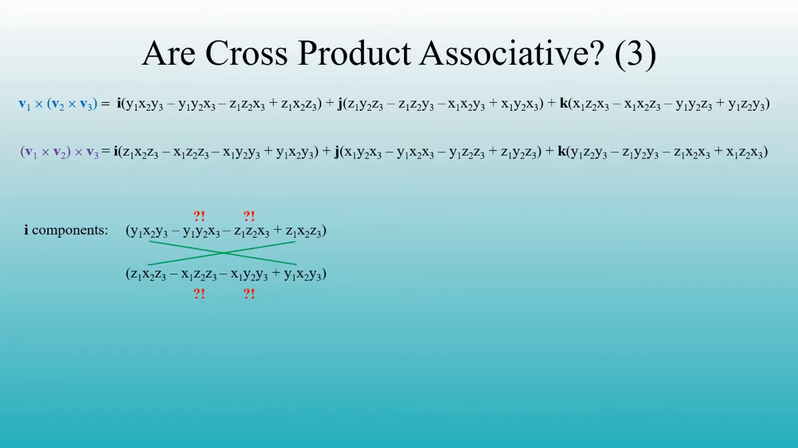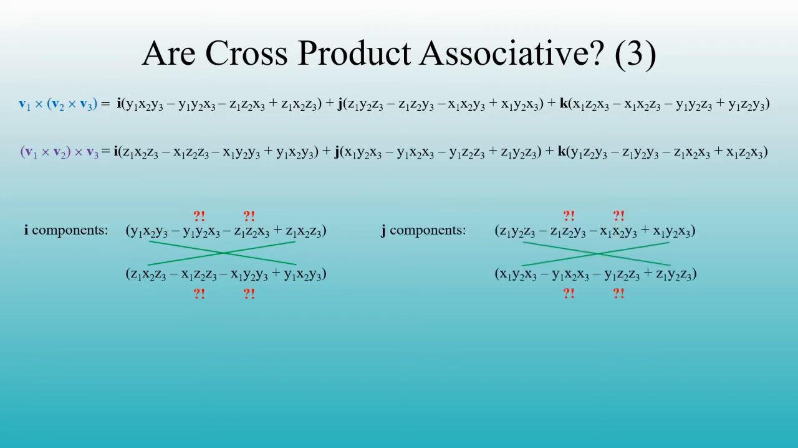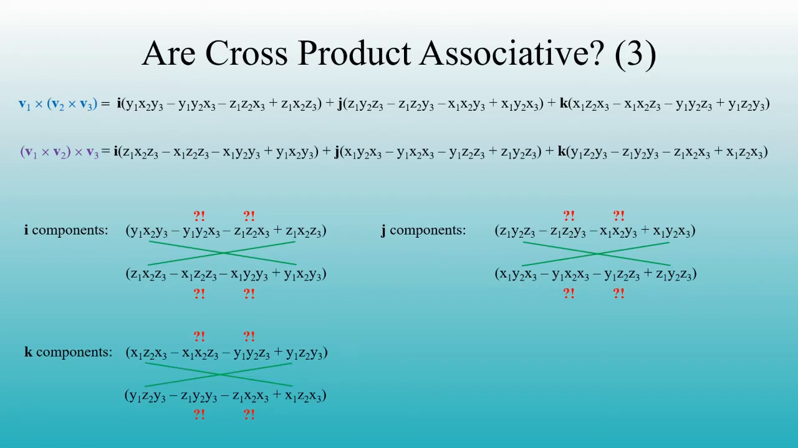Well, the good news is that 2 of the 4 terms in each line match up. The bad news is that the other 2 do not, and they don't just differ by a minus sign. They are way different. The j components are similar, and the k components are also similar. So the answer is a hard no. Vectors are not associative under the cross product, not even close.